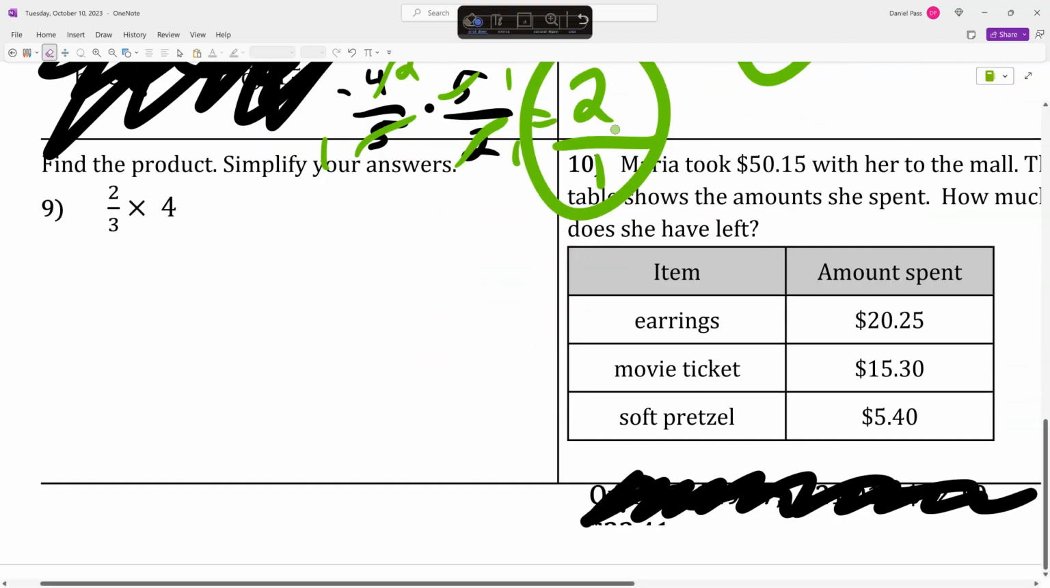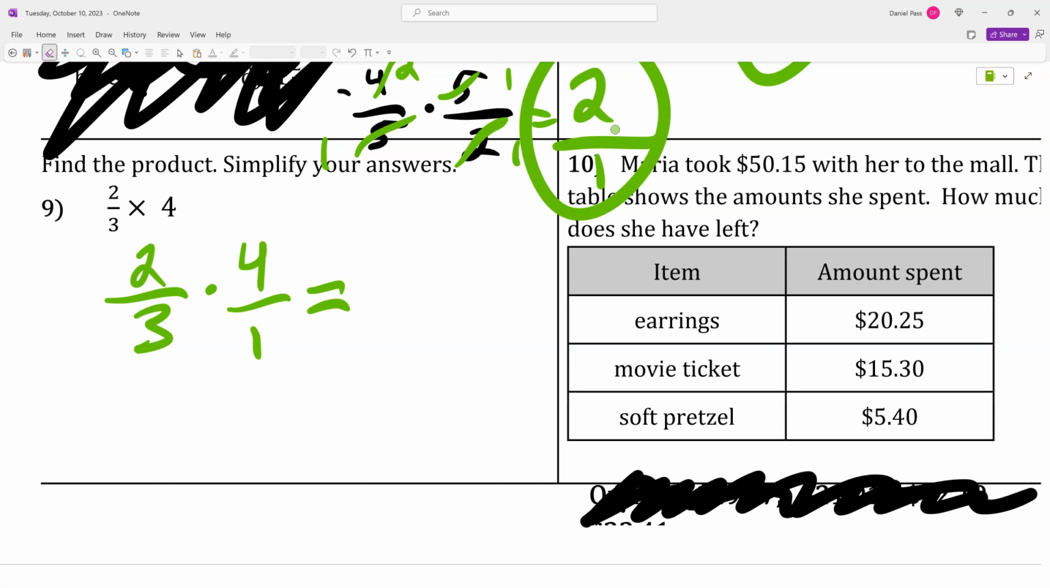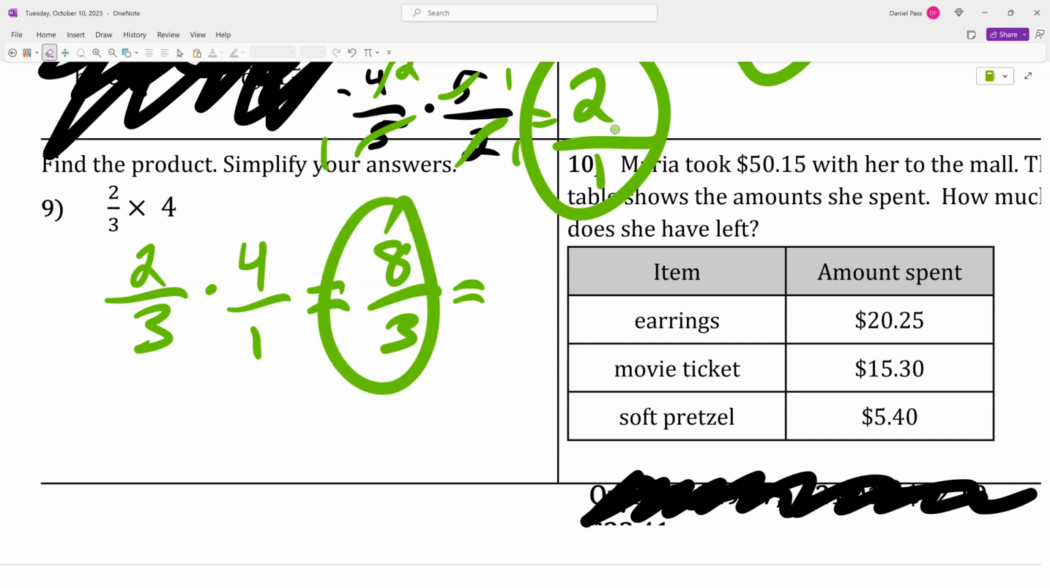Okay. Now, I think I'm going to do this because the bell's going to ring right now. So 2/3 times 4 over 1. Can we reduce? Actually, we can't. So 8 over 3, and we can write that as a mixed number if you want. So 2 and 2/3. Good.